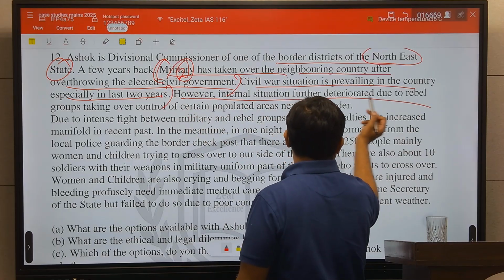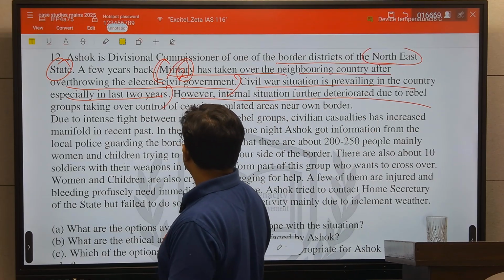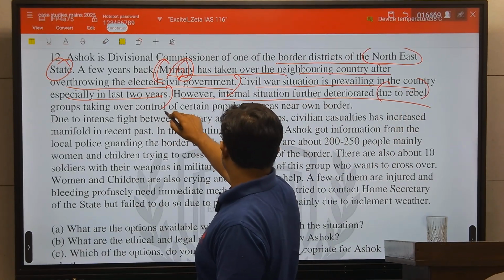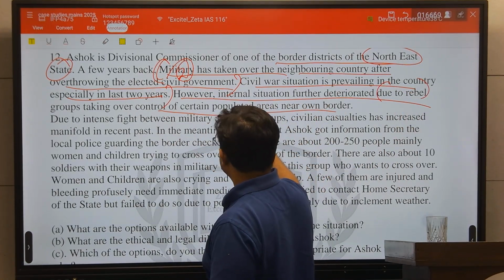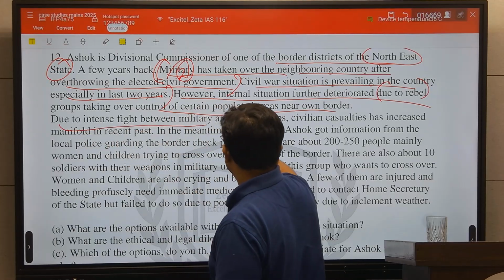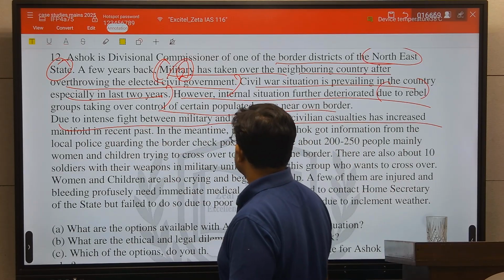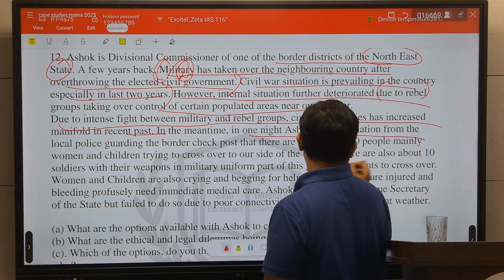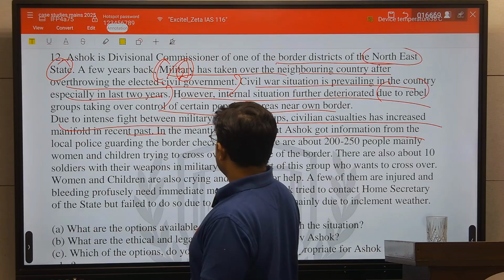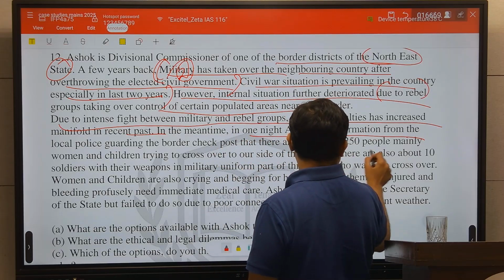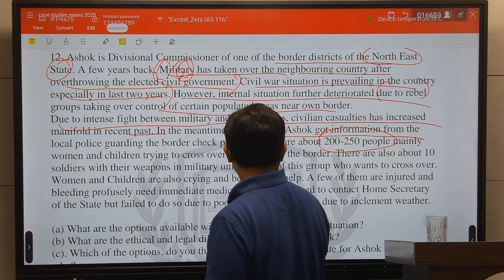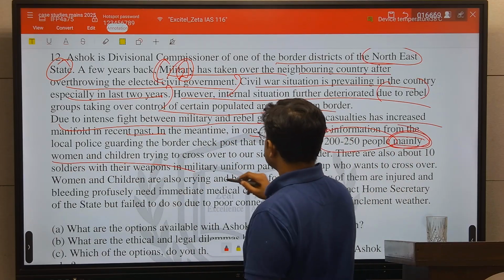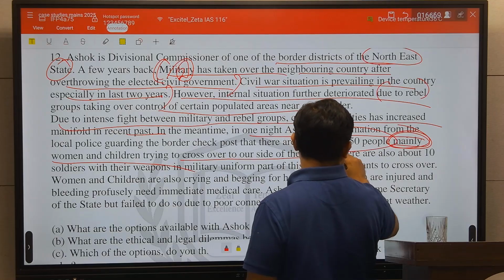However, the internal situation further deteriorated due to rebel groups taking control of certain populated areas near our own border. Due to the intense fight between the military and rebel groups, civilian casualties have increased manifold in the recent past. In the meantime, one night Ashok informed local police guarding the border checkpost that there are about 200 to 250 people, mainly women and children, trying to cross over our side of the border.